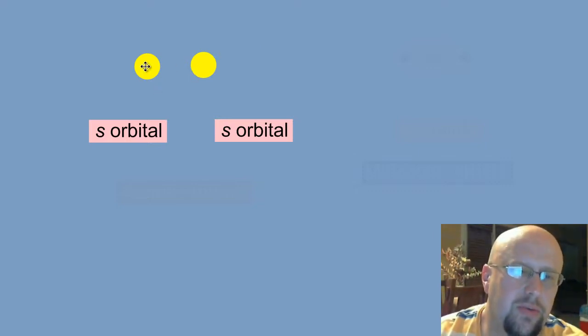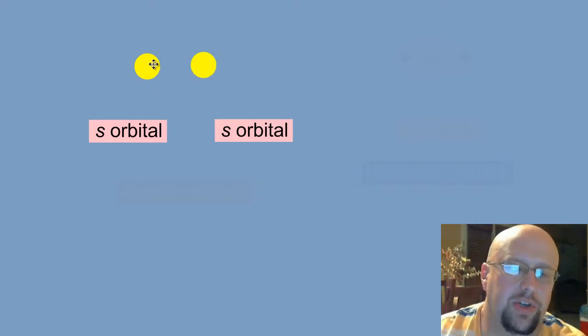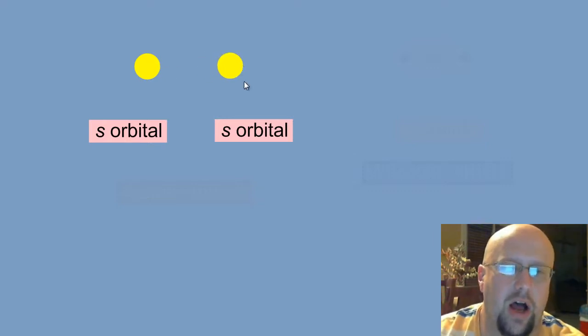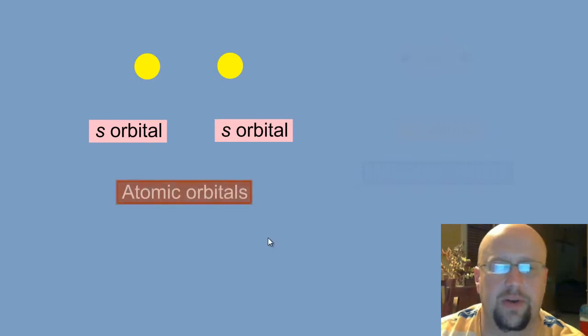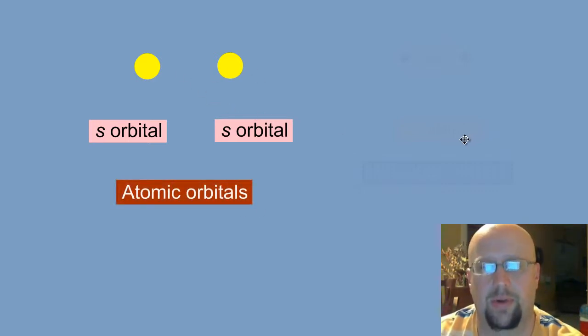So if we had 2 atoms here, and each of them had s orbitals, if you remember anything from your sophomore chem class or your freshman chem class, Chem 1 class, we talked a little bit about how s orbitals are not necessarily the smallest, but are sort of the first orbitals that we talk about, and that they're spherical in nature. So these are atomic orbitals.